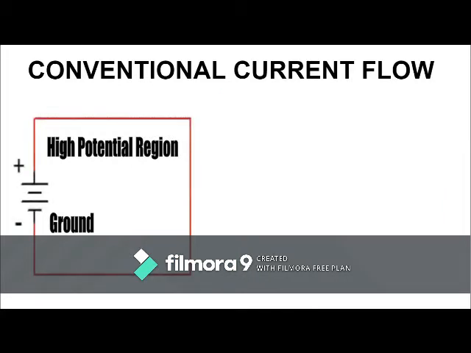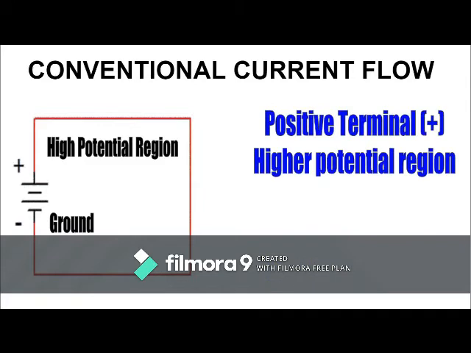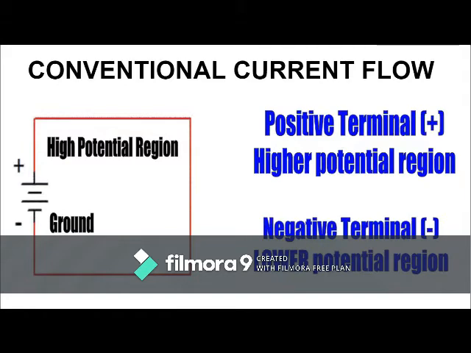The positive sign that you see here is considered your high potential region. That is basically your positive terminal, the higher potential region. And the ground here represents the negative terminal, which is the lower potential region. Naturally, the current will flow from the positive terminal to the negative terminal, right? Just like a waterfall, the water will fall from a higher region down to the lower region. So follow the arrows as the conventional current flow dictates.